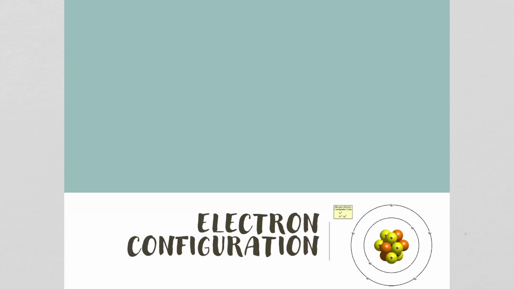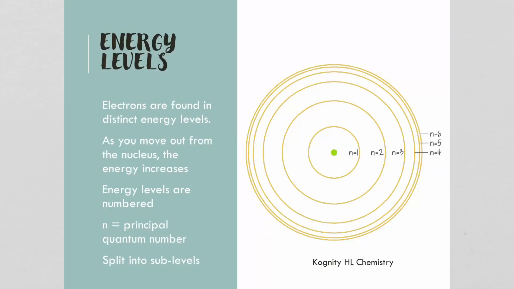In this video, we're going to learn how to determine the electron configuration of elements and ions. So remember, energy levels are the rings that we find around the nucleus. So that's where we find our electrons. Electrons are found in distinct energy levels, and as you go out from the nucleus, the energy increases as you go further and further away.